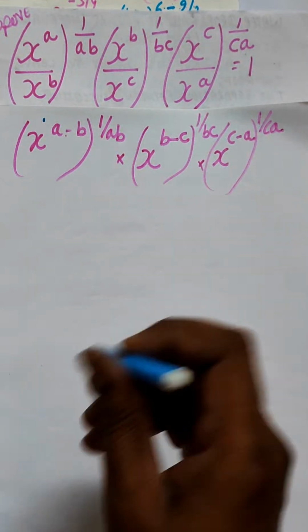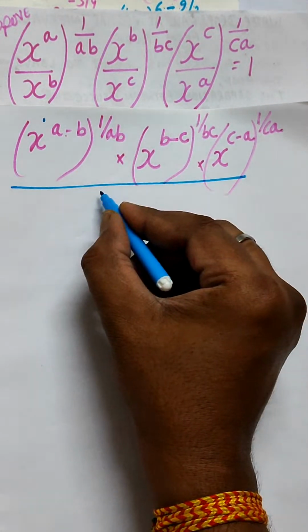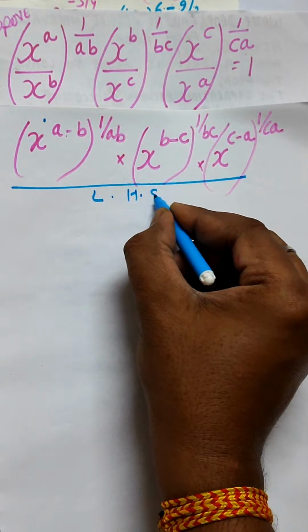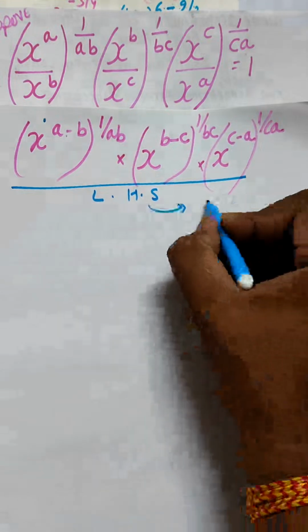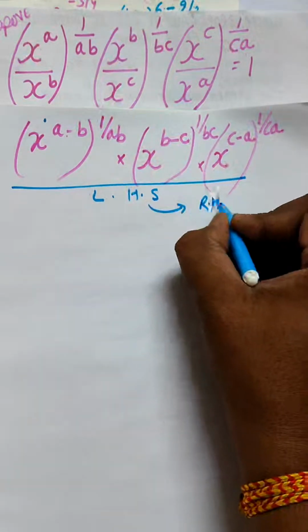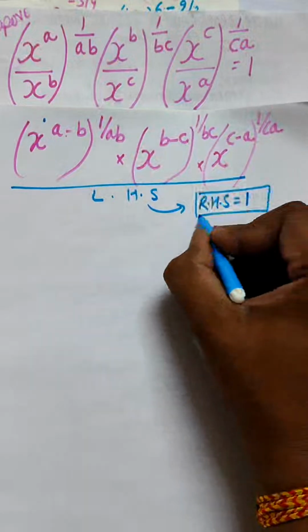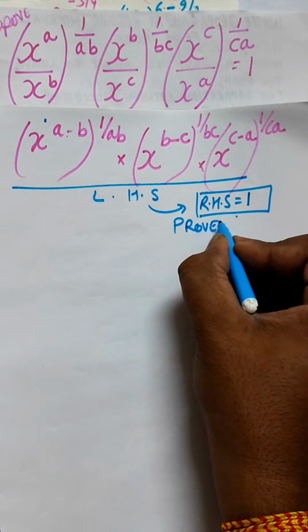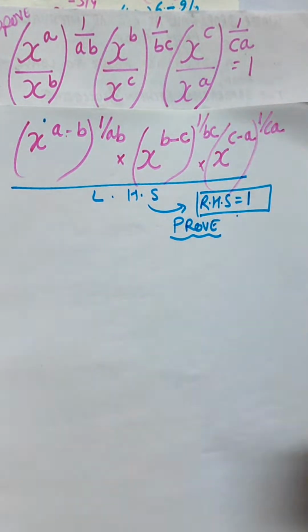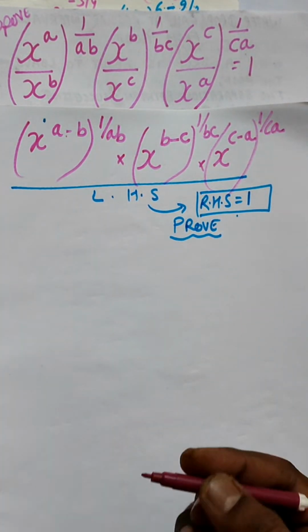This is equal to 1, we need to prove, right? So this is the LHS, and this should be proved with the RHS equal to 1, right? We are going to prove this. This was the first question, the last question out of the set of 5.